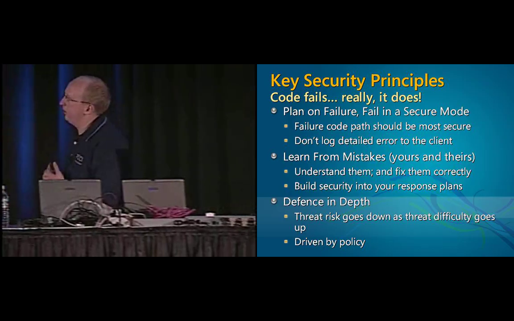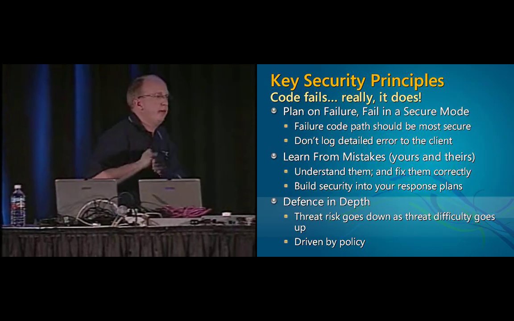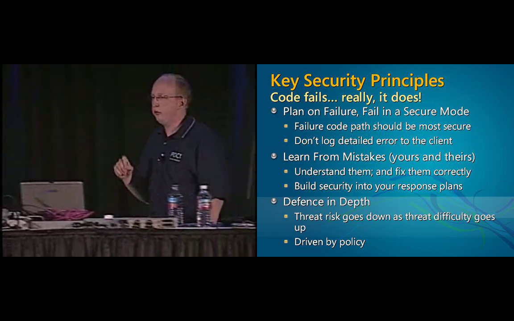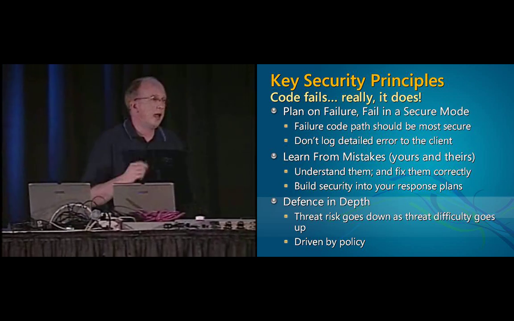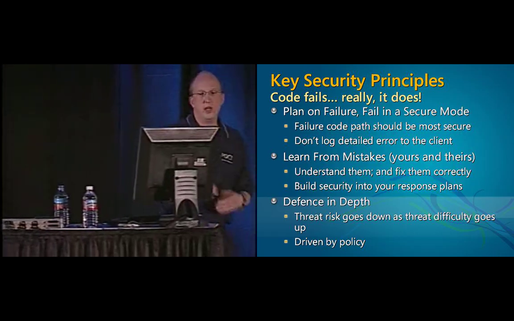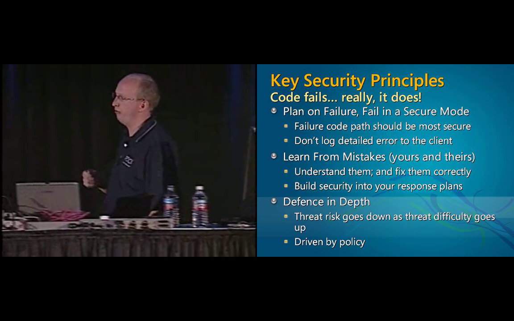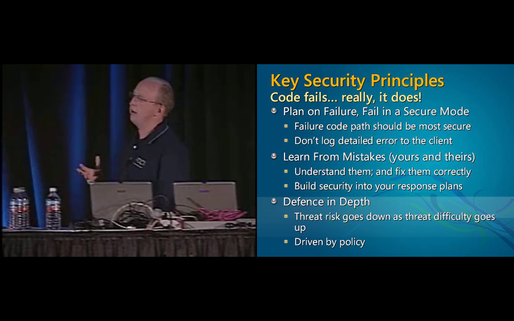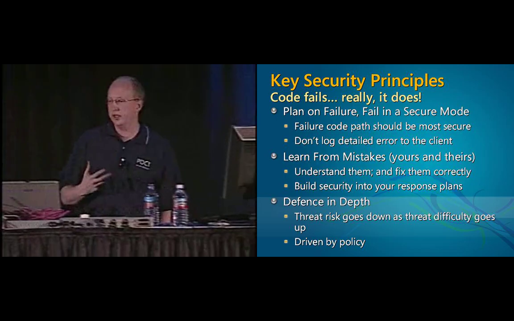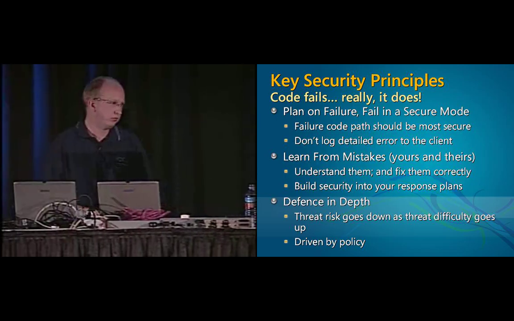The next thing you have to realize is that code fails. Right? It's a bitter pill for a lot of people to swallow. This really means that your code failure path has to be the most secure. The biggest mistake I see around this is people logging detailed error information to the client. You can walk all over the internet and you see stack traces everywhere. As an attacker, I can glean information off that.